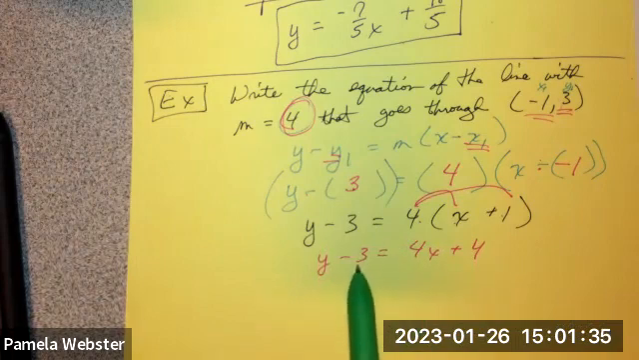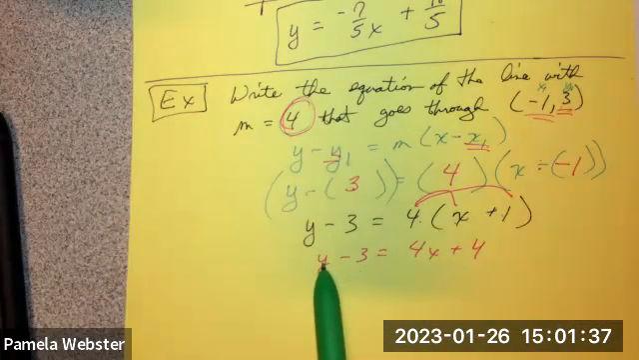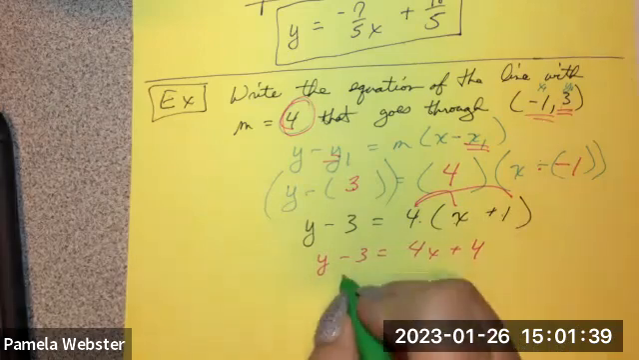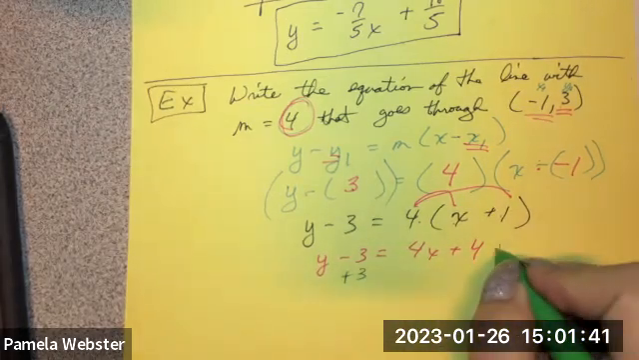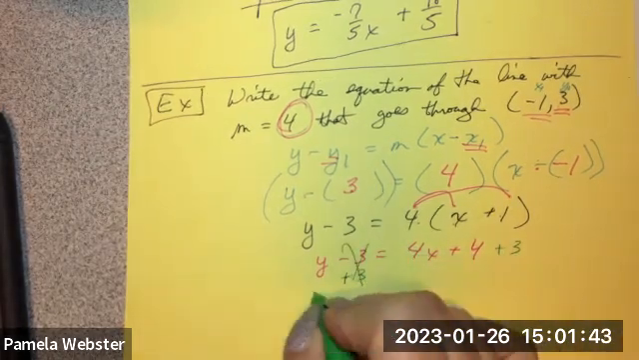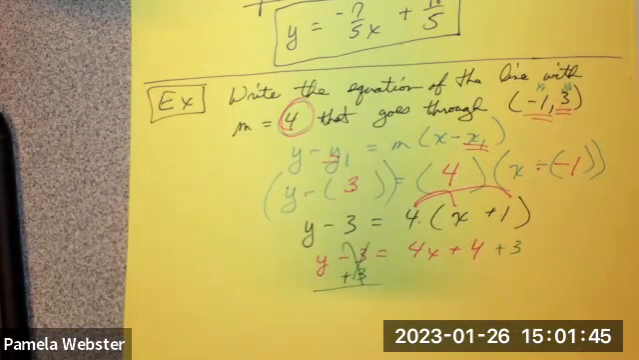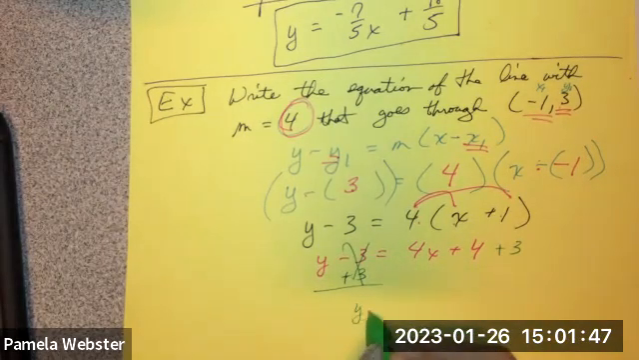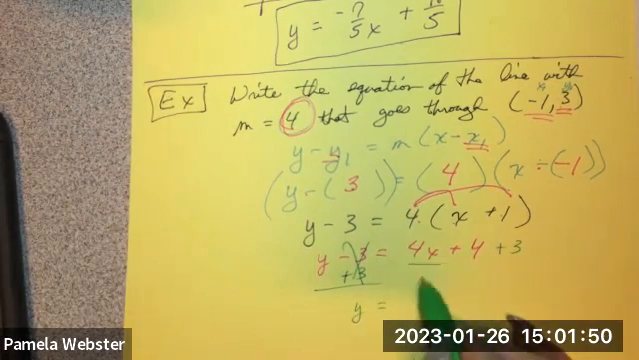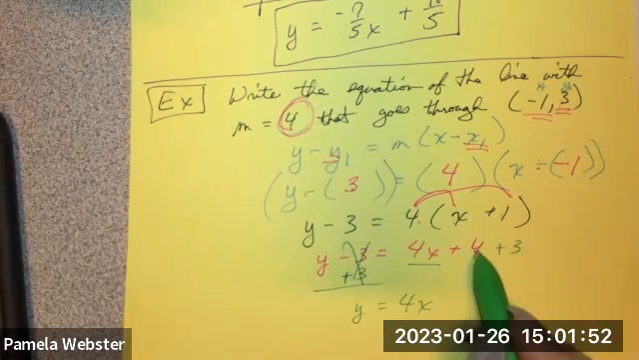Let me know if you have a problem. Here I've got y minus 3. I want the y by itself, so I'm going to add 3 to both sides of the equation. This guy goes away. And I've got y equals 4x. And I've got a plus 4 and a plus 3, so I think it's plus 7.